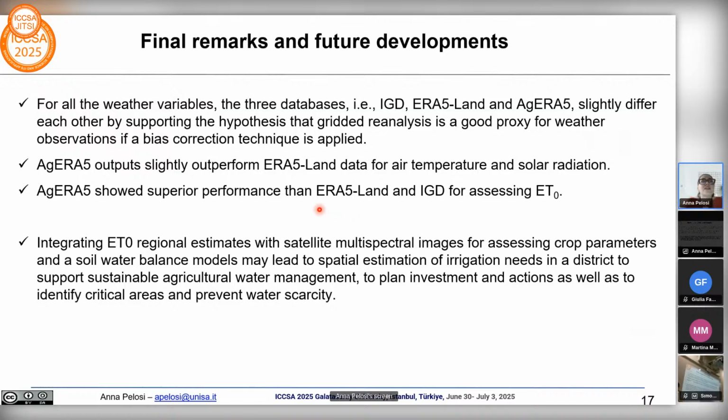This work serves for future development, of course, because integrating these estimations with satellite multispectral images for assessing crop parameters and then irrigation needs is useful to support sustainable agriculture management, as I said, to plan investment and action, and at the end to identify maybe crucial areas for preventing water scarcity over a region.